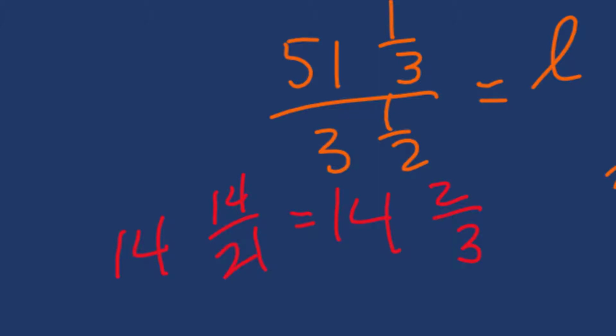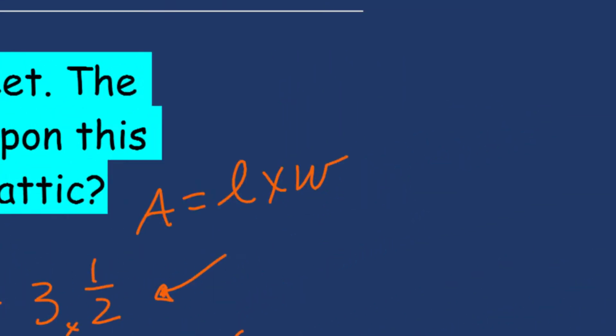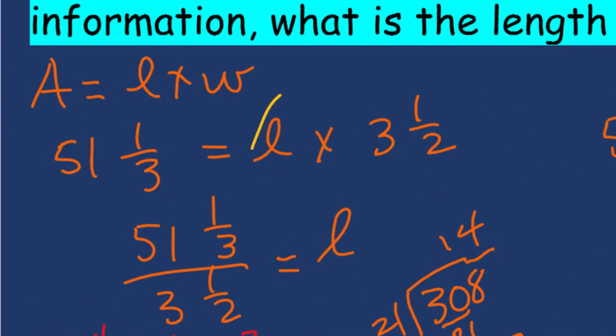Now, I'm one that always likes to check my work because I could have easily made a mistake through doing this algorithm. So I'm going to see about checking my work. If I'm saying that my length was equal to 14 and 2/3, then that means that 14 and 2/3 times that 3.5 should get me back to 51 and 1/3, because that's my equation. My equation states that 51 and 1/3 is equal to that length times the 3.5 there.